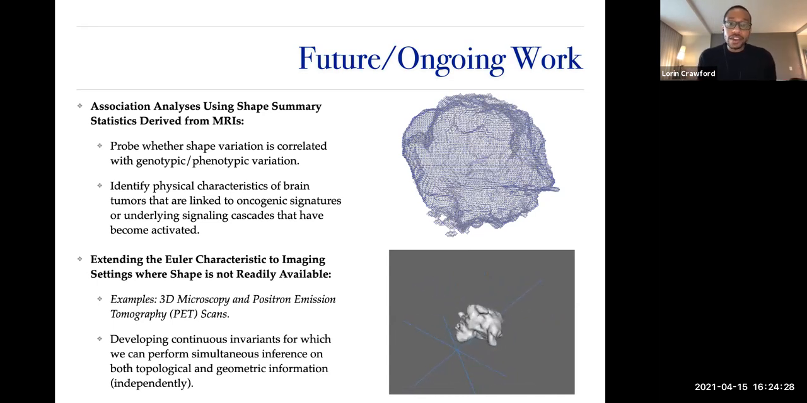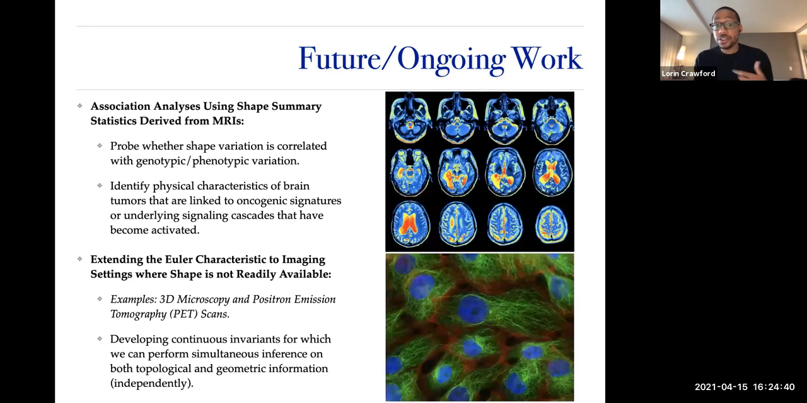And the second thing about this is extending this topology idea to more imaging and maybe not necessarily shapes. So we have this idea of treating images as fields and doing the same kind of topological summary things on things like PET or 3D microscopy and things like that. So these are other areas that we're pushing on now, and developing topological invariants in order to do these kinds of things.